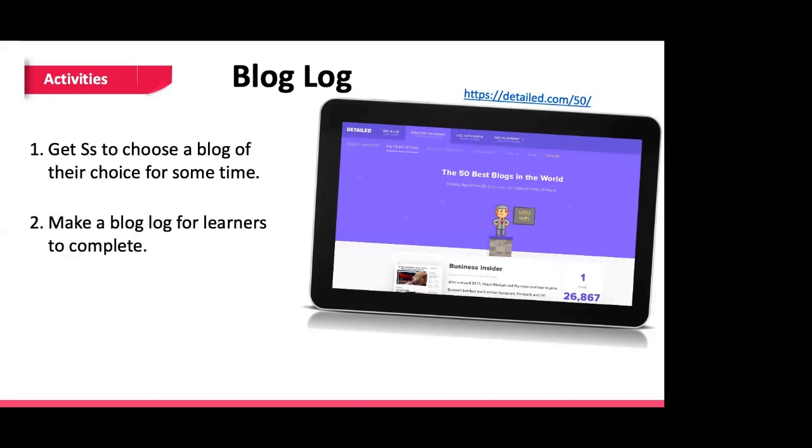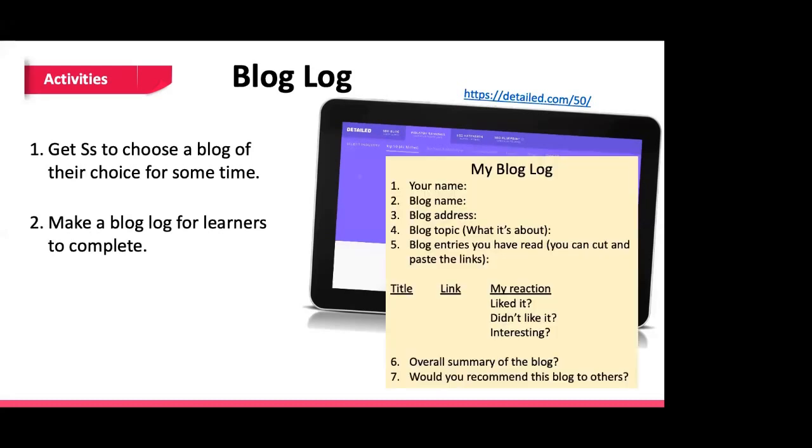And what they are going to do is they are going to make a blog log, okay? Now, in order to create this blog log, you're going to give them how they are going to create the log. So they're going to write their name, of course. They're going to write the blog's name, and they're going to include the address of the blog that they are reading. They're going to also tell us about the topic, okay, so what's the blog about? And they're going to give us the entries of the blog that they read. So they can simply cut and paste the links. They are going to write the titles for the entries, they are going to give us the links, and then they're going to share a reaction, whether they liked it, they didn't like it, whether it was interesting, why it was interesting.